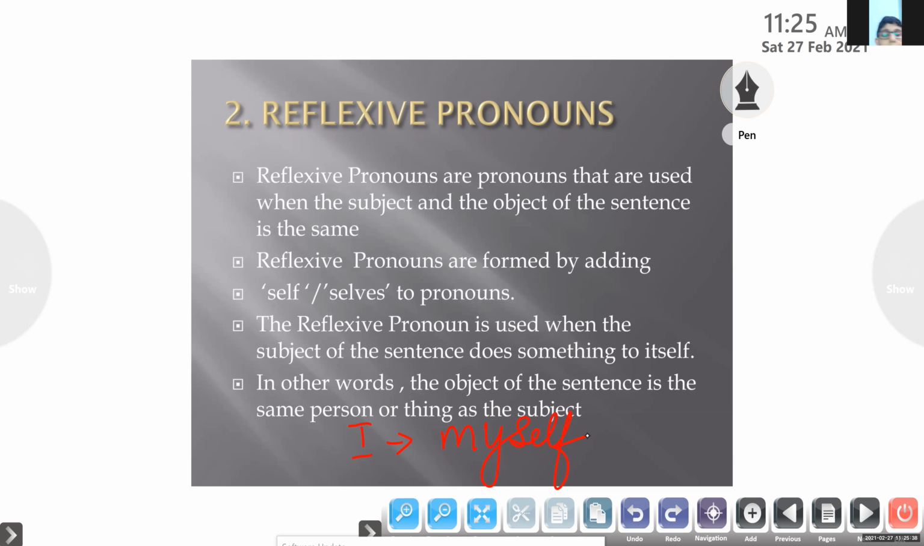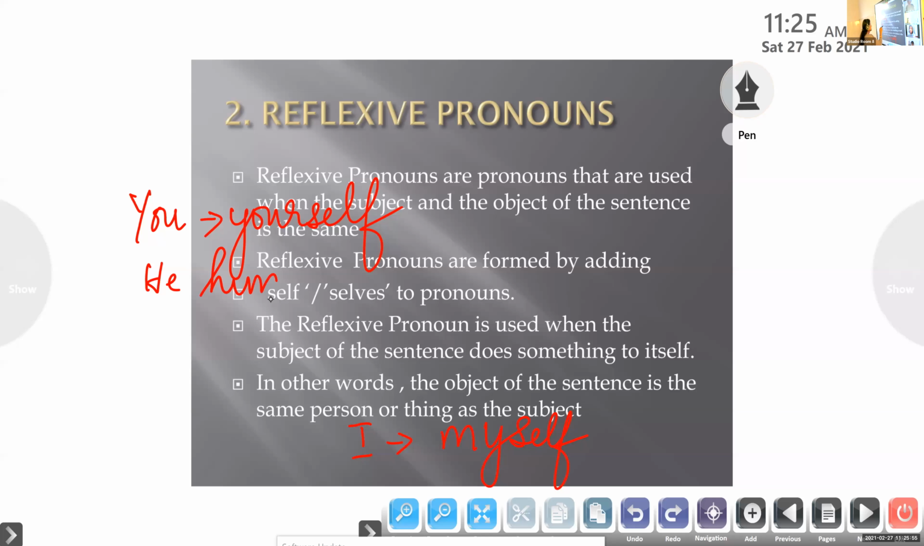Just learn it. For you, it is yourself. For he, it is himself. These are the reflexive pronouns. Please go through the notes. For she, it is herself. For it, it is itself.